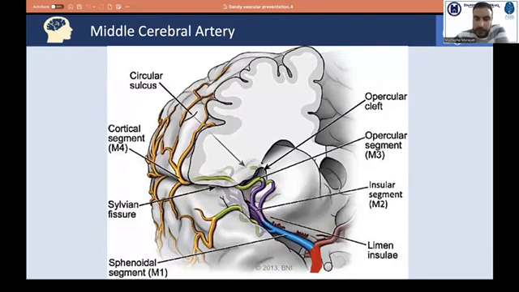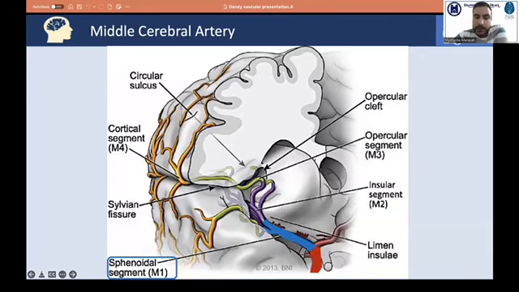Okay, let's start from the ICA. Here is the M1 segment, which is called the sphenoidal segment. It's called the sphenoidal segment because it lies just posterior to the sphenoidal ridge. Every name you may hear in anatomy is related to anatomical points, to make it easier to identify during surgery. For example, if you identify the sphenoidal ridge, you may say for sure this is the M1 segment, the sphenoidal segment, which lies just posterior to it.